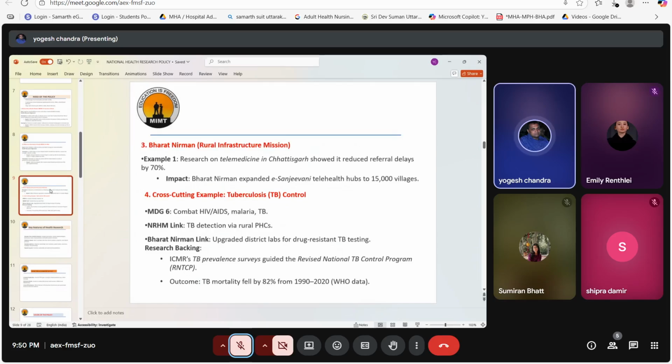ICMR have done the TB prevalence survey, and based on that the National TB Control Program has been revised, because ICMR has given some kind of input to the authorities. By implementing this revised national TB control program, mortality automatically comes down. So this is actually the importance of health research. If we are not able to utilize the findings and results of this research, then it is a waste actually. And we have enough data, more than sufficient data.